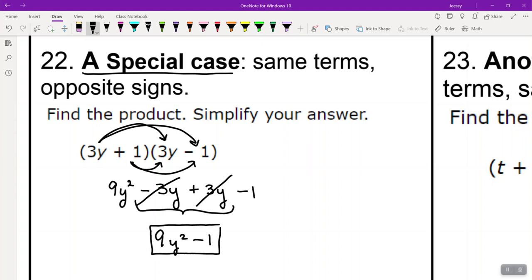I want no cheating with online calculators for this stuff. I need you to be able to multiply polynomials. Okay?